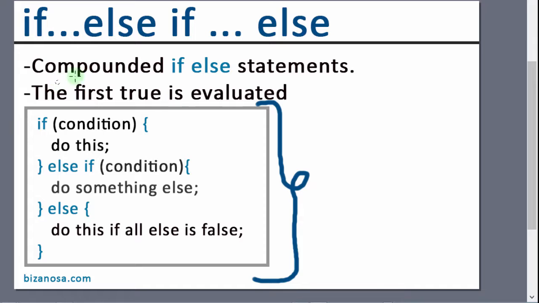Now, the compounded if-else. We have an if and then the condition, and that will be done if the condition here is true. Then you can also have an else if. Maybe if x is less than 10, do this. Else if x is greater than 10, do this. Else if x is greater than 100, do this. And then the final else, you'll just say x is too big or x is too small.